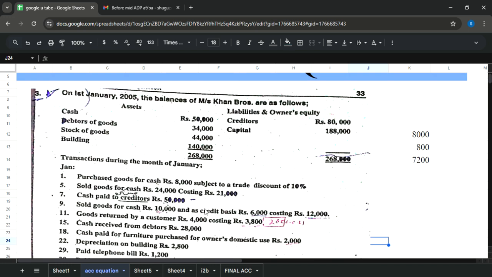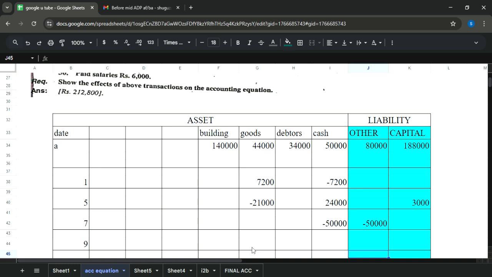Seventh entry is completed. Now ninth entry: sold goods for cash 10,000, credit basis 6,000, costing rupees 12,000. Note it down. Collectively goods are going out. We are selling our goods. So when you sell your goods, goods will go out, cost is 12,000. So you will come over here in goods column, goods are going out, minus 12,000. This is our first side of entry.